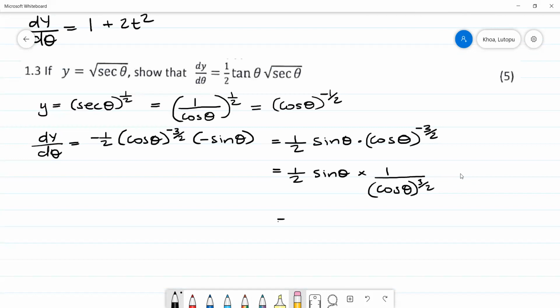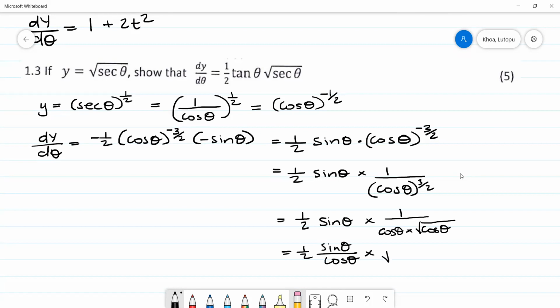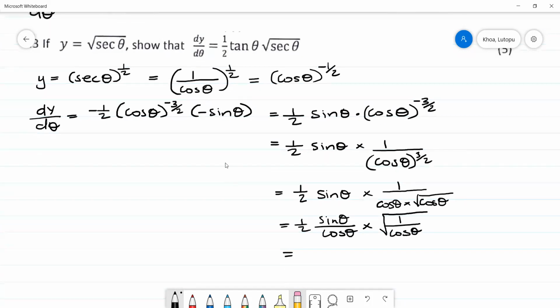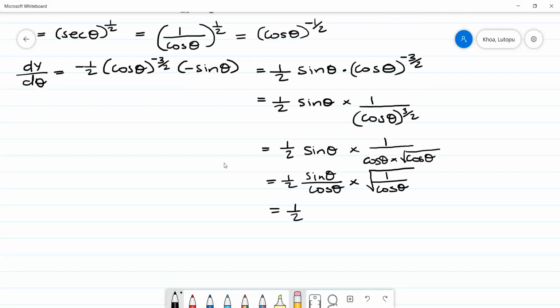And then we can write this as a half sine theta times 1 over cos theta times the square root of cos theta. So I'm just playing around with my laws of exponents. Then this is a half sine theta over cos theta times the square root of 1 over cos theta. And then this is a half, this is tan theta, and this is the square root of sec theta.